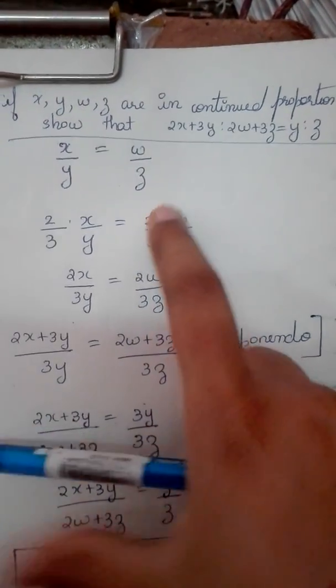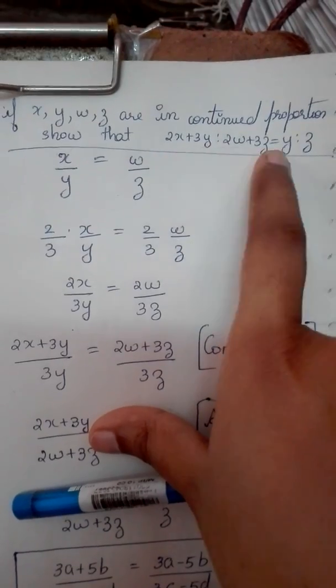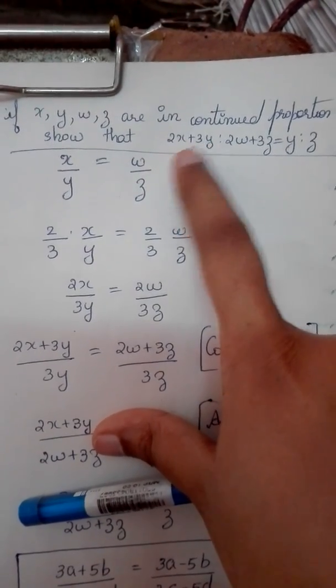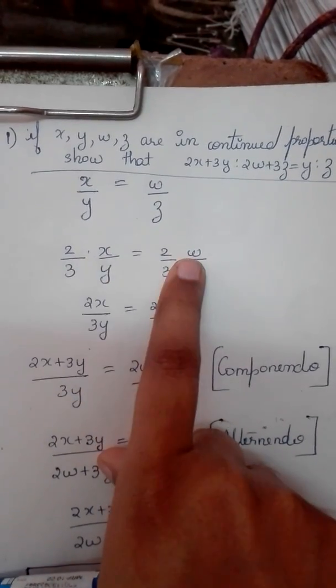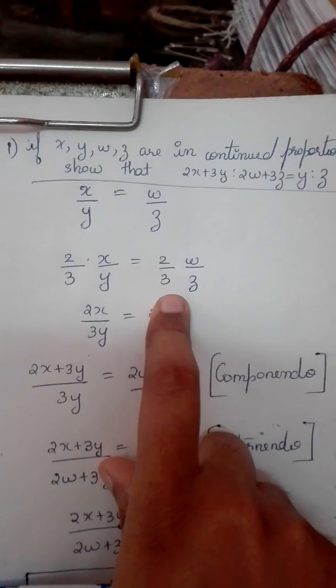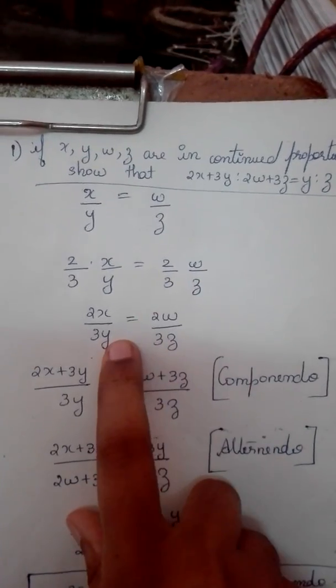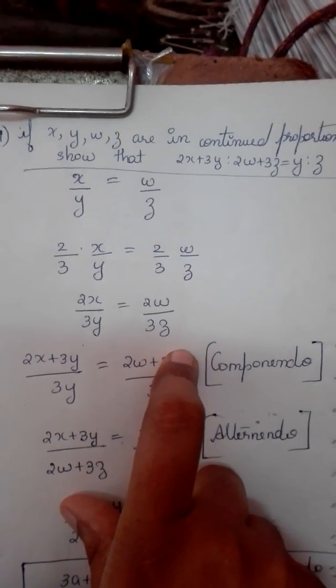x by y is equal to w by z. Now, in order to prove this question, we have the coefficients as 2 and 3. So we multiply with 2 by 3 on both sides. So 2 by 3 into x by y is equal to 2 by 3 into w by z. Which becomes 2x by 3y is equal to 2w by 3z.